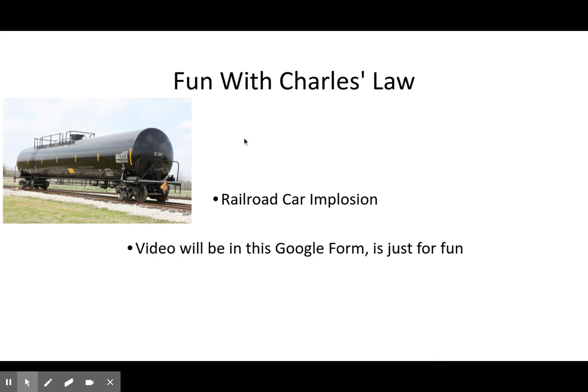Trains have to have these pressure regulators because if the temperature changes too quickly, if it's really hot outside, but then it suddenly rains, that can really cool down the gas inside too quickly. And if you don't have the pressure regulator, the volume of the container is going to want to change. So in this video, they'll show you what happens if the pressure regulator fails and Charles's law takes over.